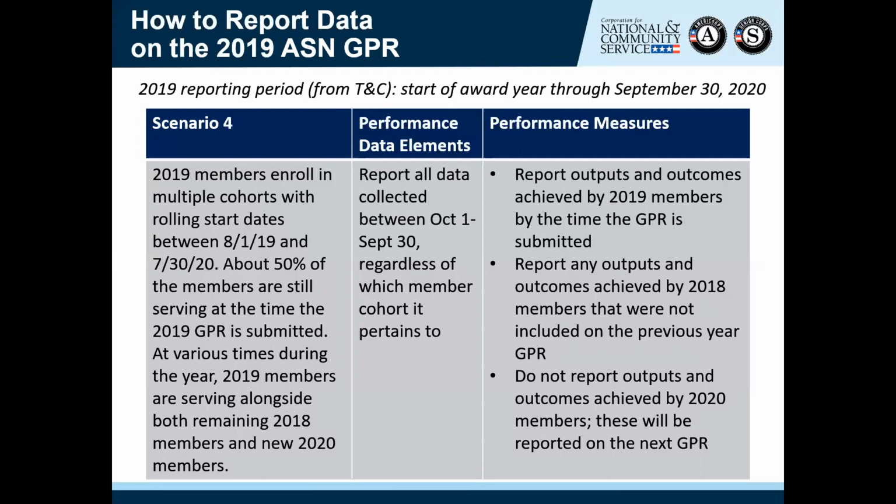In this scenario, 2019 members enroll at different times during the program year and serve in multiple cohorts that overlap with the 2020 program year. Similarly, some 2018 members are still serving when the 2019 program year begins. So at any given point in the year, the grantee is likely to have members from more than one program year who are serving simultaneously. That may sound familiar to some of you on the line, and that is fine.